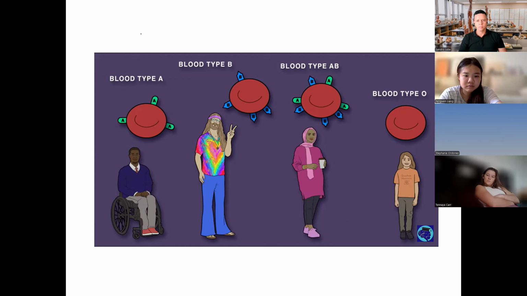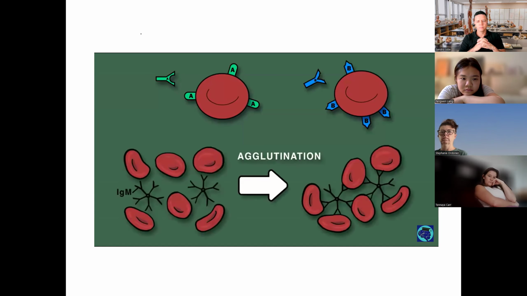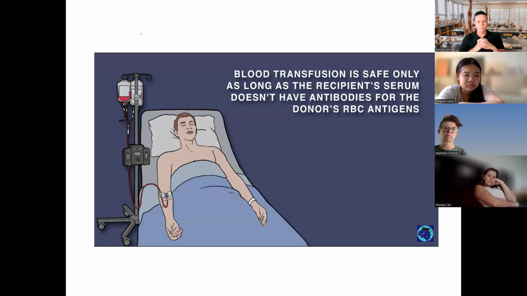If you're blood type A, then you have antibody B. If you are blood type B, you have antibody A. If you are blood type AB, you have neither antibody. Finally, if you are blood type O, you have both antibody A and antibody B. If antibody A encounters antigen A, or if antibody B encounters antigen B, an agglutination reaction results. This is very dangerous, and we'll cover this in a follow-up video. Blood transfusion is safe only as long as the recipient's serum doesn't have antibodies for the donor's blood cell antigens.